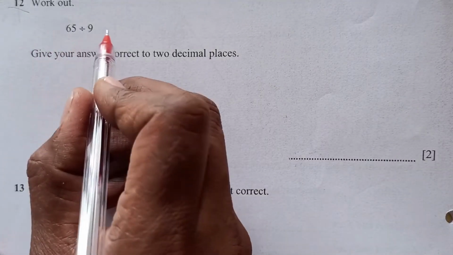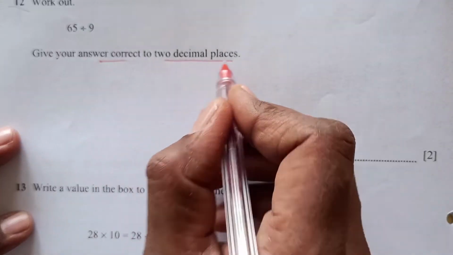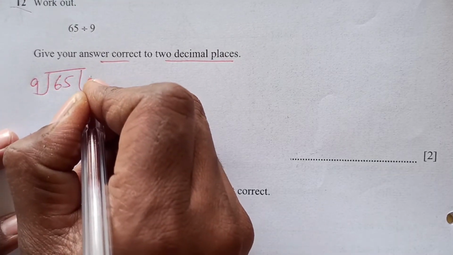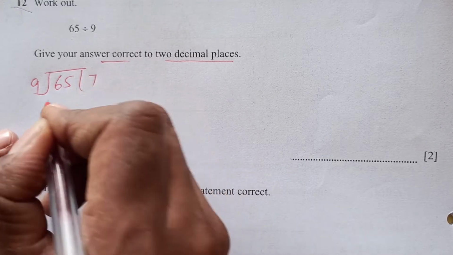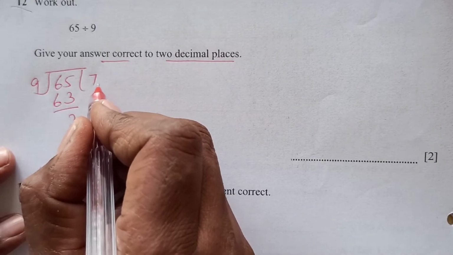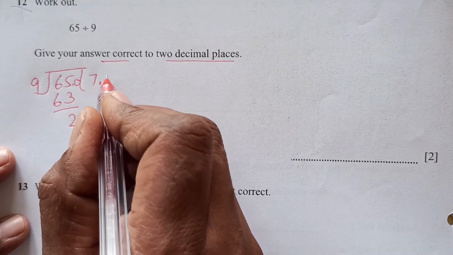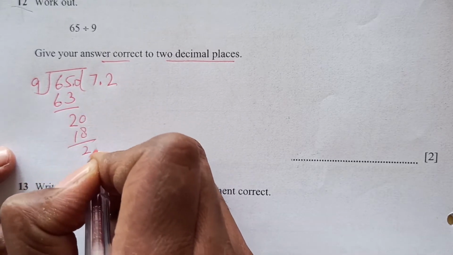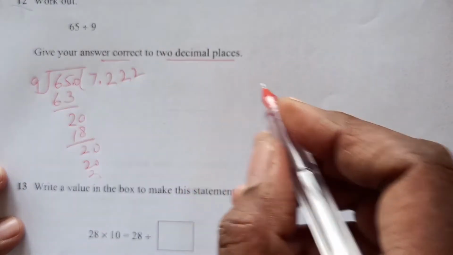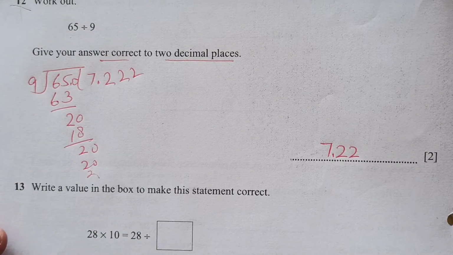Work out 65 divided by 9. Give your answer correct to 2 decimal places. 65 divided by 9. 9 times 7 is 63. So 2. We need decimal places, so we put the decimal here and put 0 here. So 9 times 2 is 18. Again 2. So we are going to get 7.22. So rounding this, it will be 7.22.